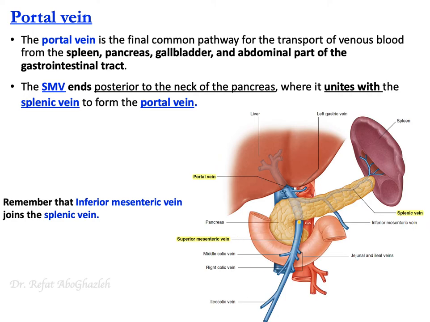And it's formed by what? You have to know it's formed by S and S, not to forget: the splenic vein united with the superior mesenteric vein, S with S to remember, right? So the splenic vein unites with the superior mesenteric vein behind the neck of the pancreas, which is very important. This is the pancreas, this is the head of the pancreas, neck, body and tail. So this is the neck of the pancreas. Behind it, the portal vein is formed by the union of the splenic vein and the superior mesenteric vein. Somebody can say, what about the inferior mesenteric vein? The inferior mesenteric vein just drains into the splenic vein. But the portal vein is formed by the union of the splenic with the superior mesenteric, S and S.